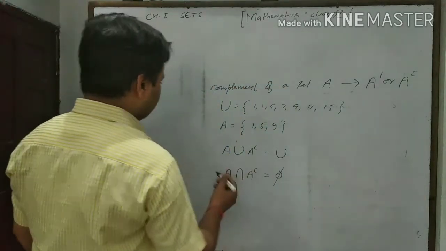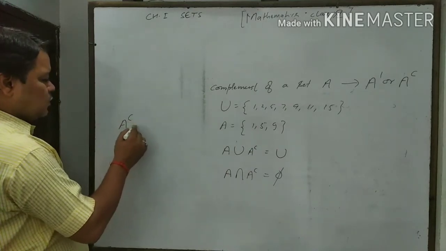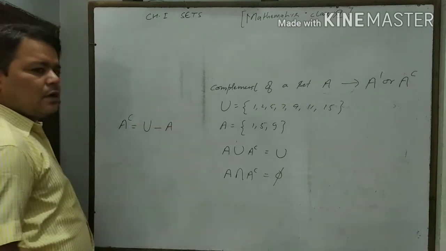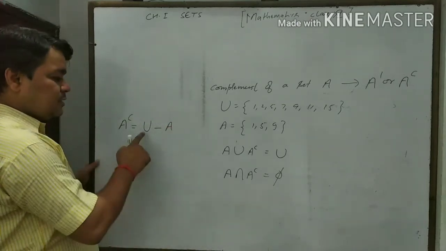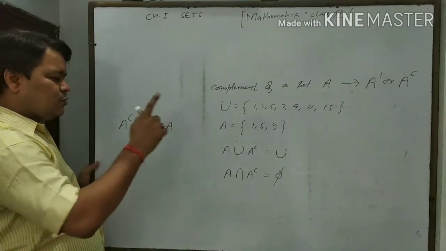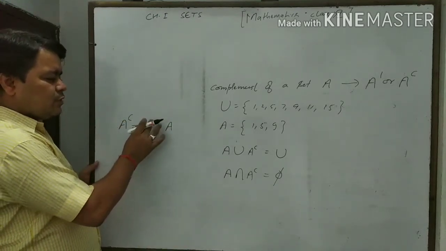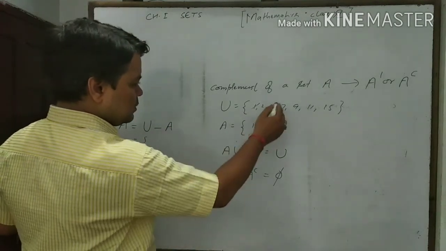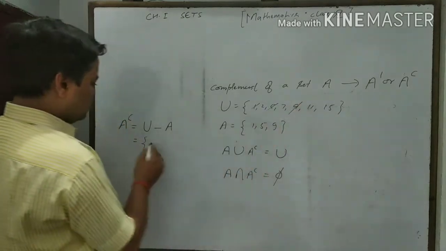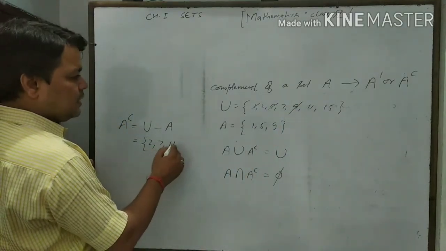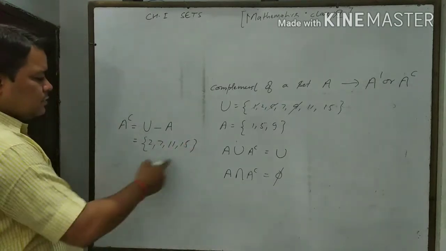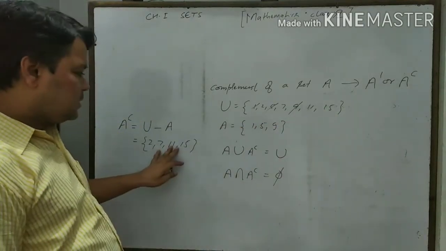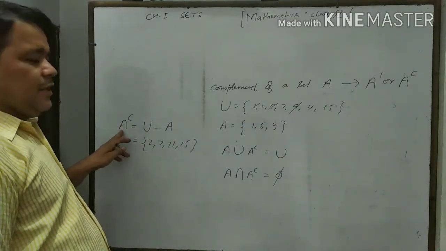Then how do we find the complement of set A? Complement of set A is the universal set minus set A. Means what? All the elements of the universal set which are in U but not in A, that is not 1, 5 and 9. Then what are the elements? 2, 7, 11 and 15. They are the complement of set A. 2, 7, 11 and 15 are the elements of the complement set A.